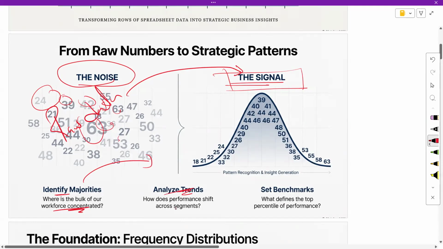How does performance shift across segments? If we have different product sets, A product, B product, C product, and you want to measure which product gives more performance, the visualization may help you. At least you have to have a table and set benchmarks. What defines the top percentile of the performance? Which products perform the best?